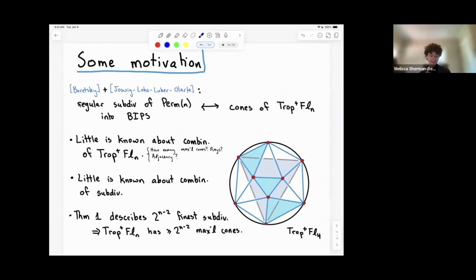Another thing this tells us is that the positive tropical flag variety has at least 2^(n-2) maximal cones, which we didn't know before. I mean, this is a very bad lower bound. The number is surely way, way bigger than this, but at least we know there are exponentially many maximal cones.